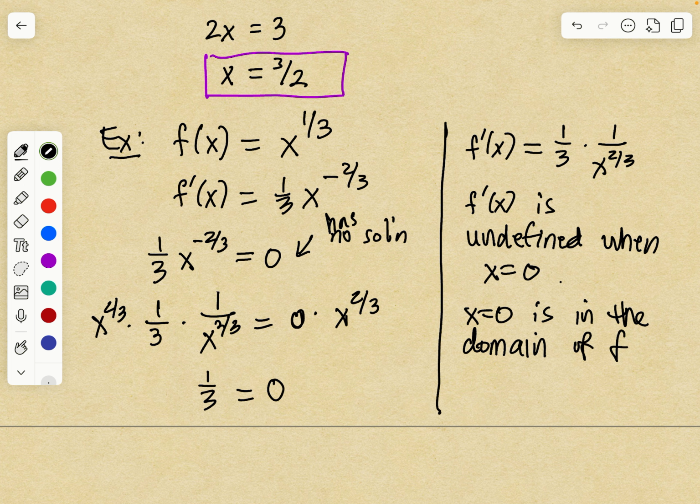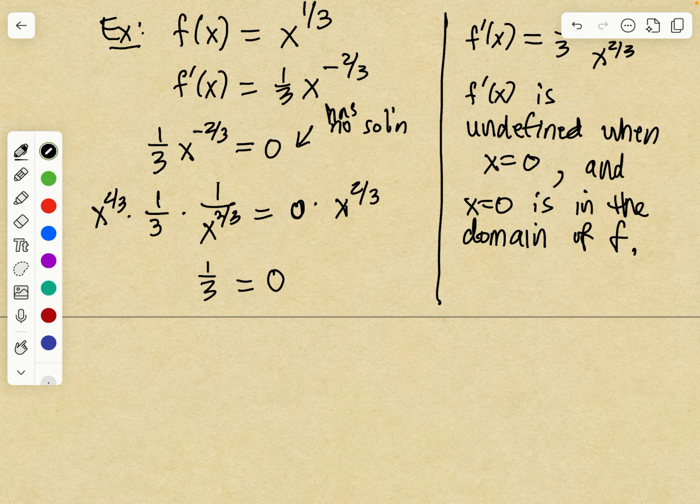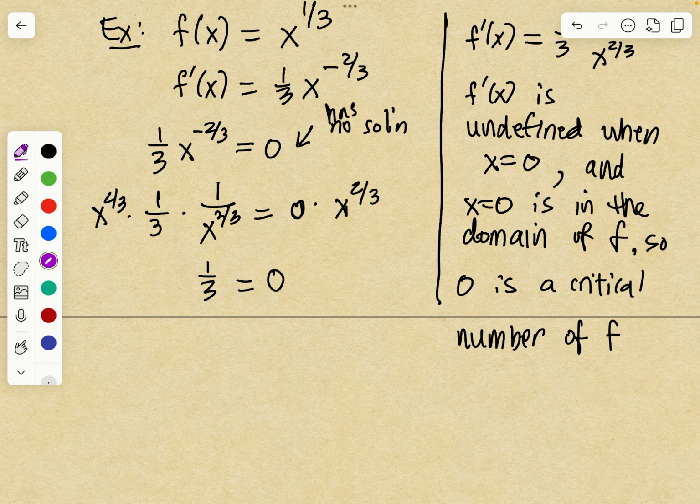So f prime of x is undefined when x equals 0. Let's write comma and x equals 0 is in the domain of f. So 0 is a critical number of f. And there are no other critical numbers.